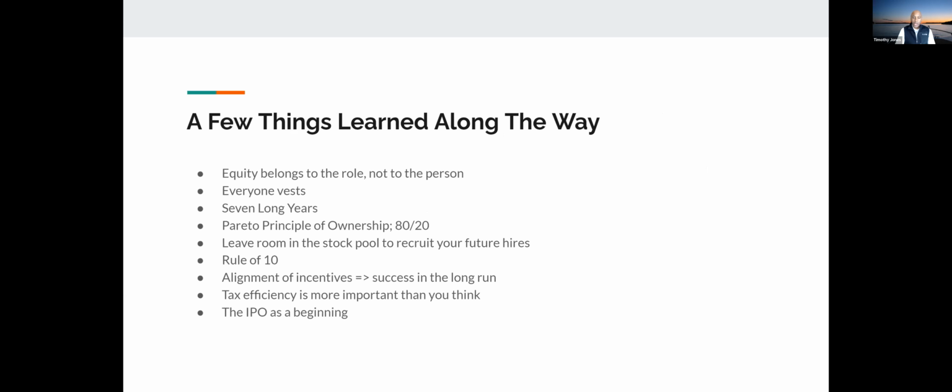So a few things I learned along the way, and I'm going to basically go through each of these topics and try to make sure we leave ourselves time for any questions. So one of the first things to really understand about equity is that equity actually belongs to the role or to the job that's in the organization. It doesn't belong to a person.